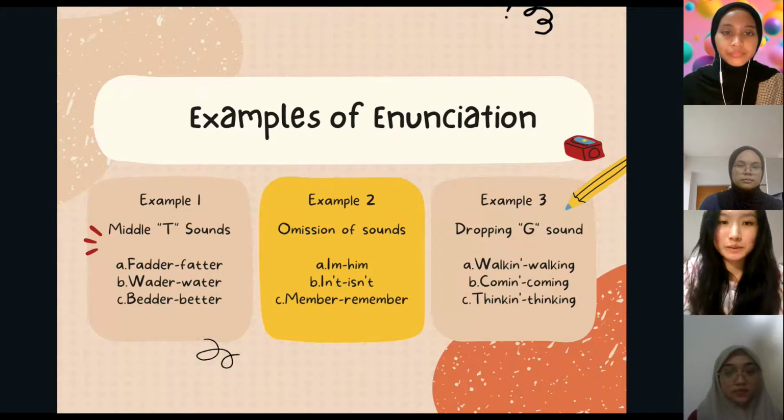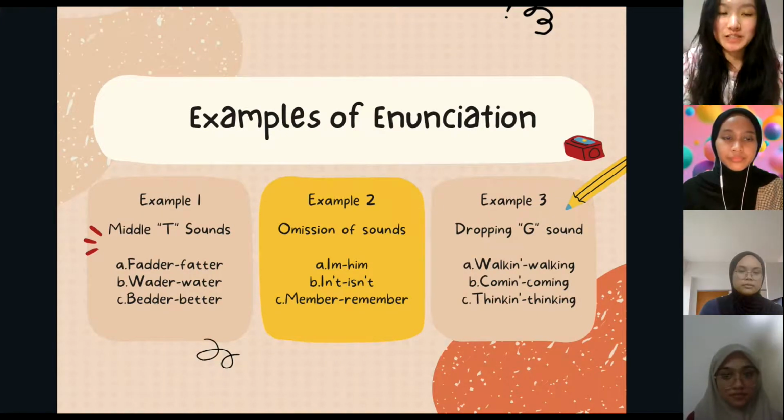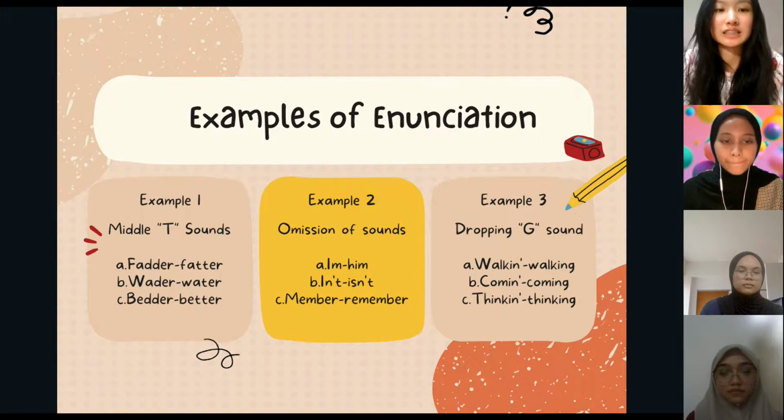So here are examples of enunciation. The first one is middle T sounds. So instead of pronouncing a T, people pronounce a D. Like they pronounce feather instead of fatter. They pronounce wader instead of water, and bedder instead of better.